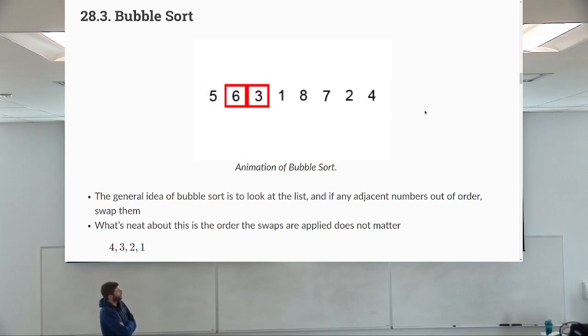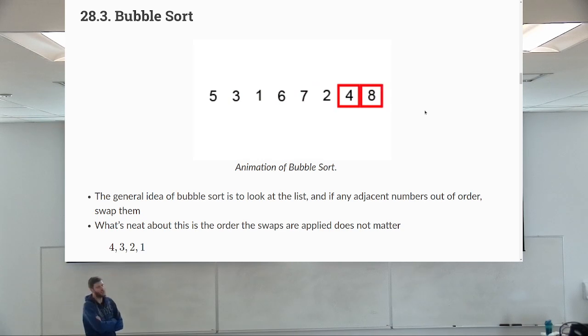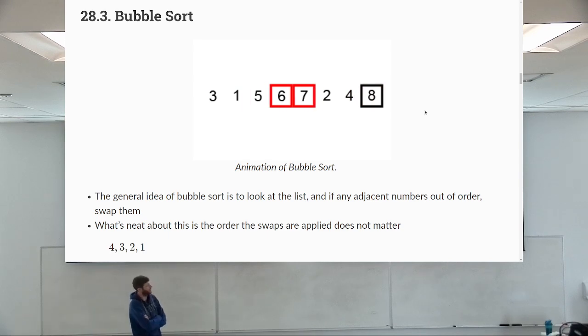But here, look, it started over. Watch what's going to happen. 6 and 8. Okay, 8, 7. 8's bigger than 2. 8's bigger than 4. After a single pass, one element is where it belongs. The biggest element.